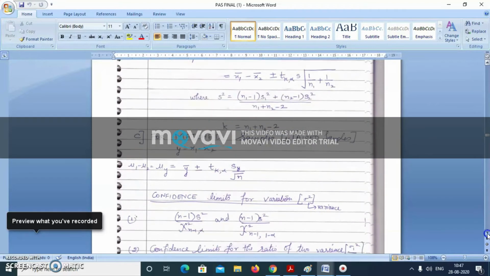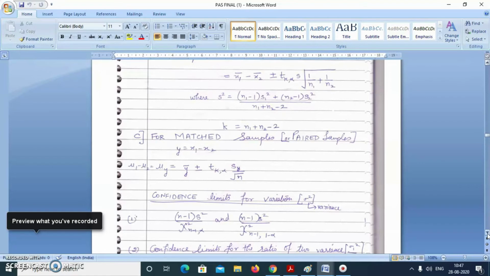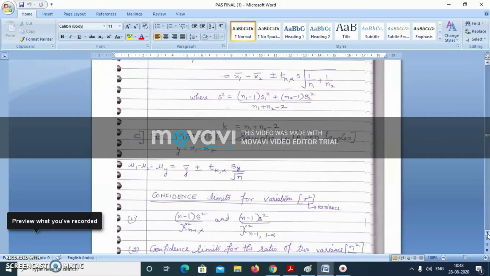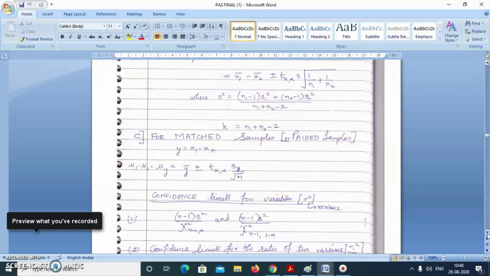Now a new term comes, that is matched sample or paired sample. This is something we need to understand, which is very important, and we'll be using this term afterwards also. Suppose I take the marks of batch A and the marks of batch B. These are independent sets of data. There is no correlation between the marks. Any number can be there in batch A and any number can be there in batch B. So this comes under independent samples.